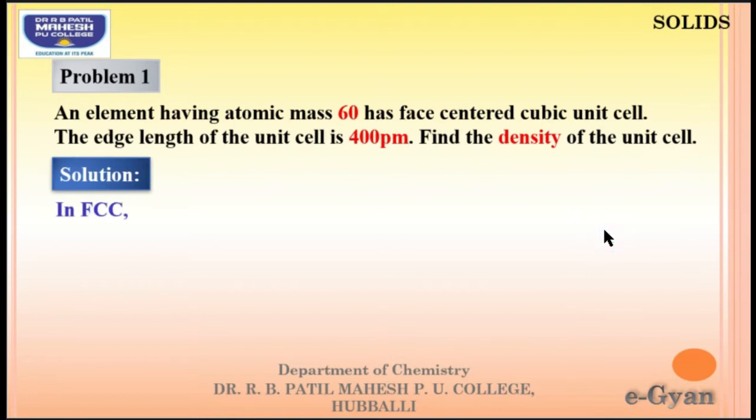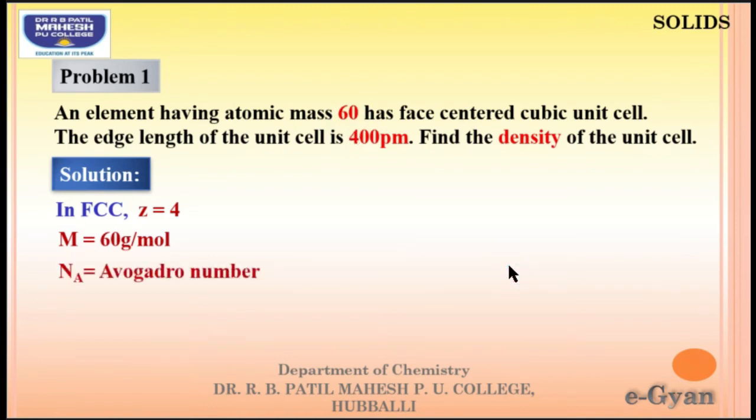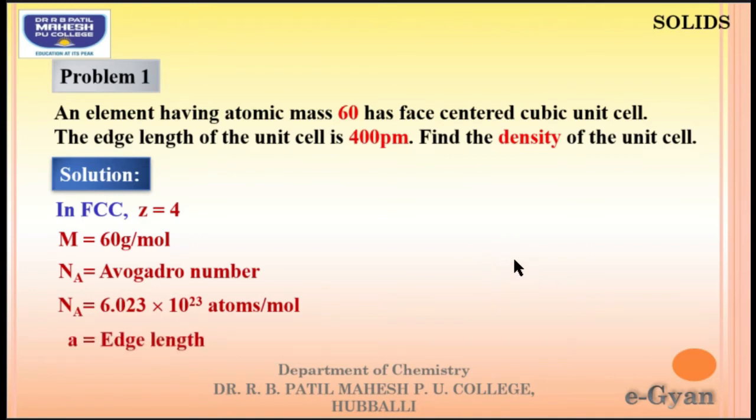In FCC, the number of particles Z is equal to 4. They have given mass is equal to 60 grams per mole. You know the Na value, that is 6.023 into 10 to the power of 23, and edge length A is given as 400 picometer, that is equal to 400 into 10 to the power of minus 10 centimeter.